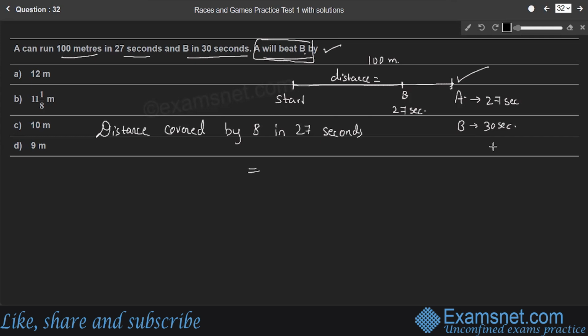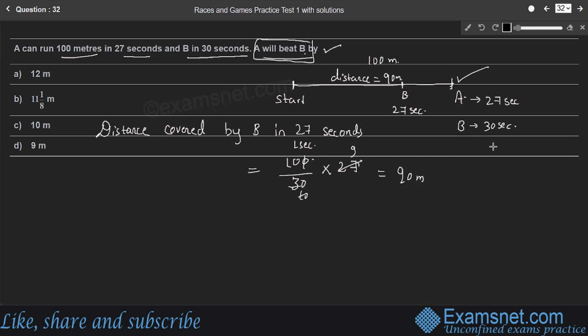So the distance covered by B in 27 seconds is equal to, so in 30 seconds B can cover 100 meters of distance, right? So in 1 second B can cover 100 by 30. So this is the distance covered in 1 second. Therefore the distance covered in 27 seconds: 3 into 9, 3 into 10 and 10 into 10. So B can cover 90 meters of distance in 27 seconds, right?